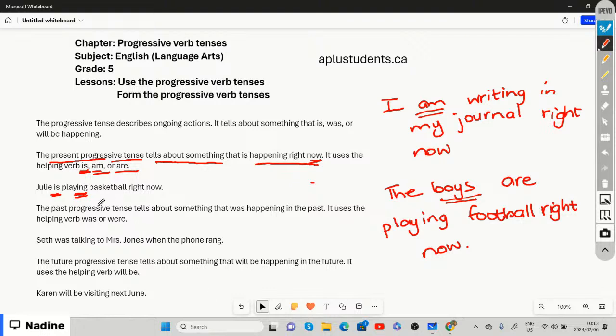So that is basically the present progressive tense, and it tells us about something that is happening right now. We said it uses words like is, am, and are. We use the word are to refer to more than one person or thing, like plural. We use am when we say, for example, I am, and we use is when we're referring to one person or thing.